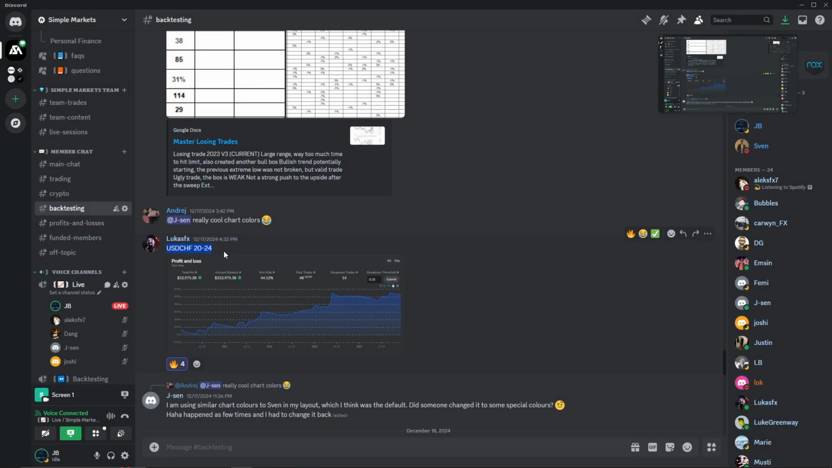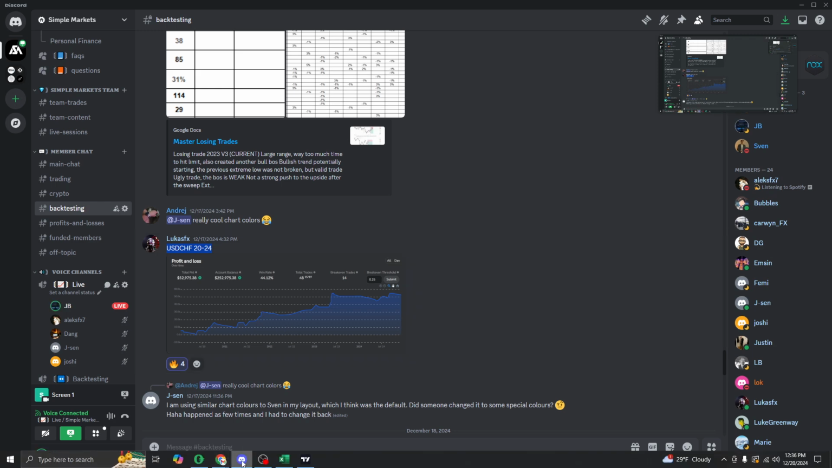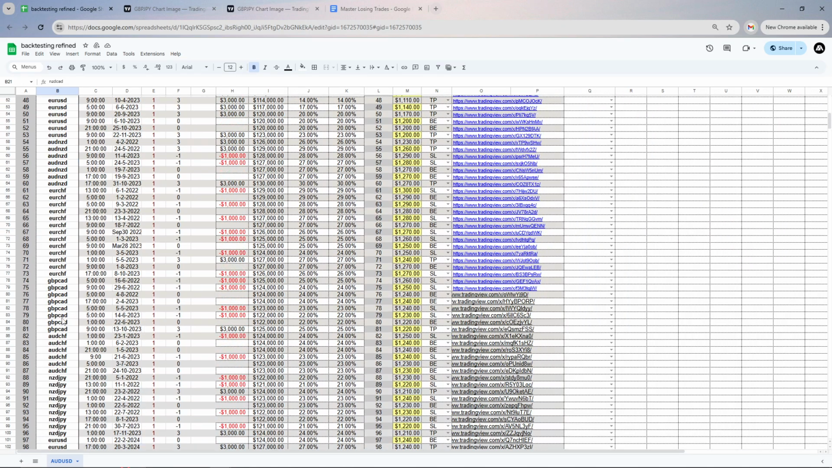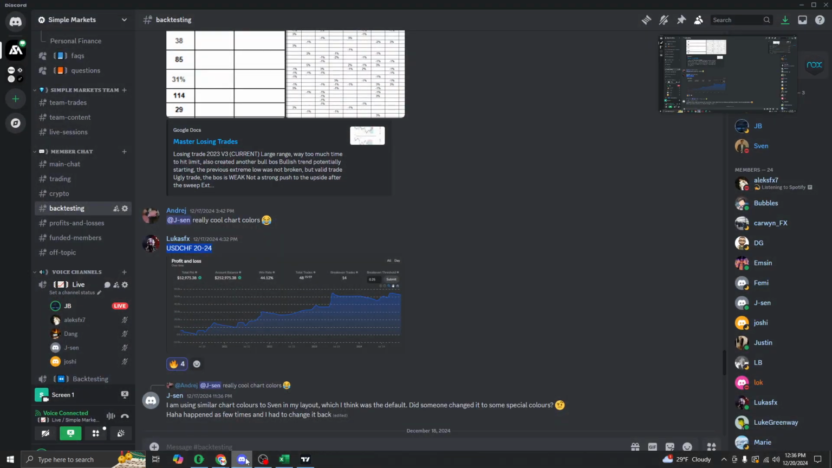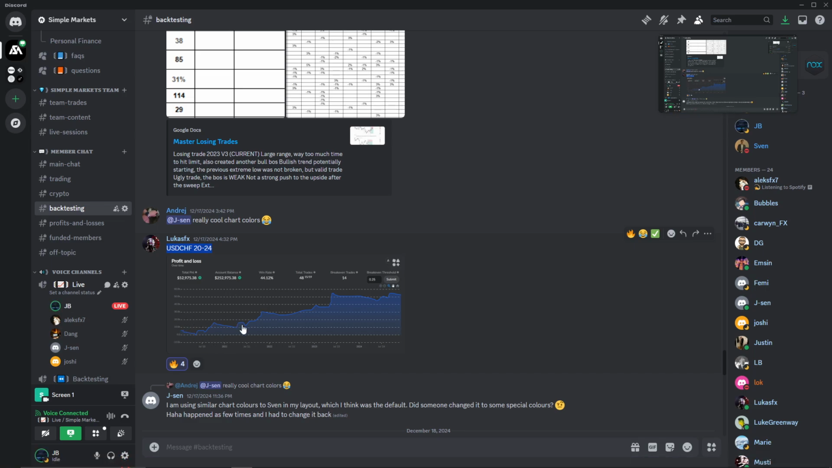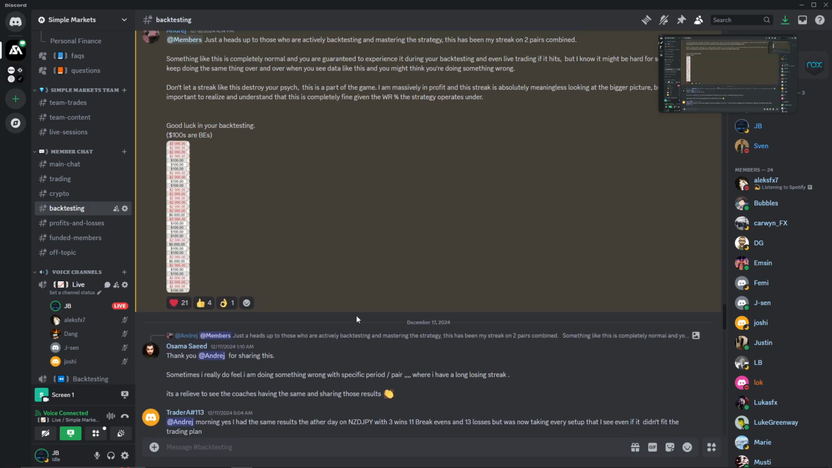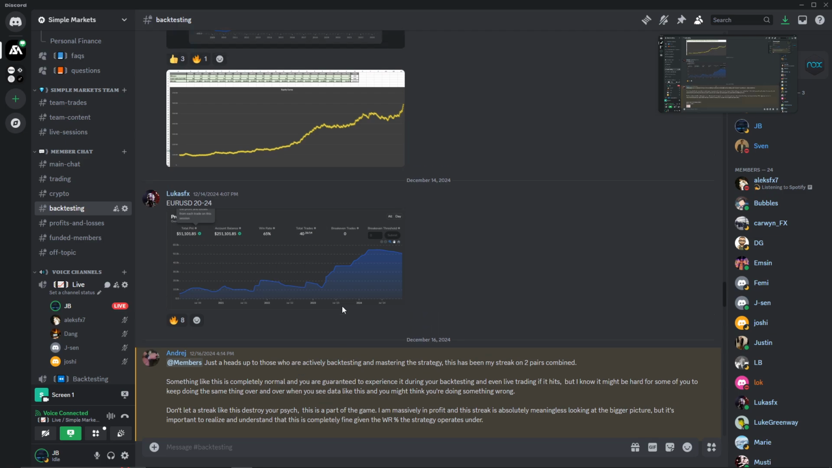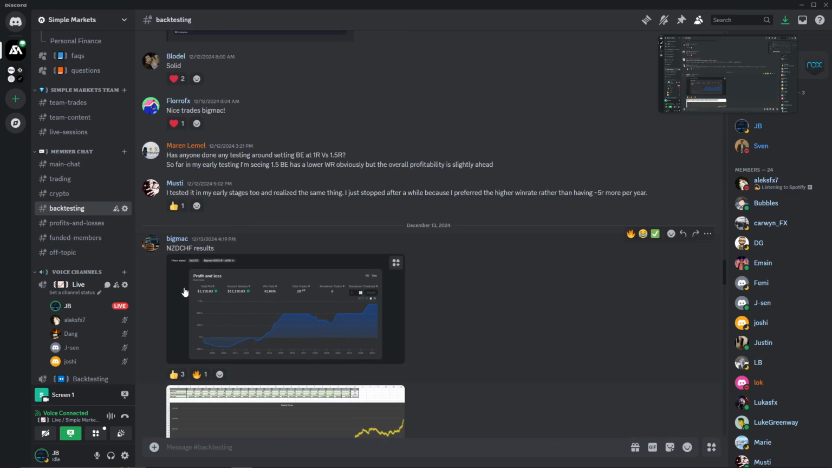But USD Chef from 20 to 24, and compare this to the data that was collected from this student on Euro USD from 2020 to 24. You could see Euro USD was almost stagnant and break even. But if you combine that with another pair that did perform well at the time, already between those two pairs, you are seeing a profitable edge. And the goal is obviously just compiling all of those different trades together and seeing how the data really pans out as a whole.